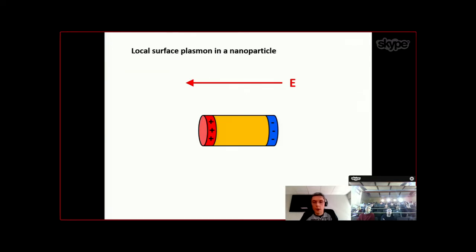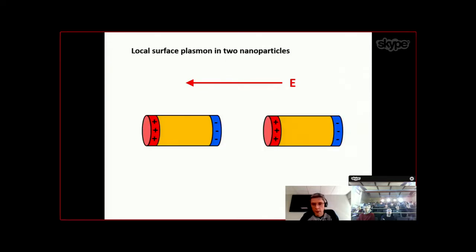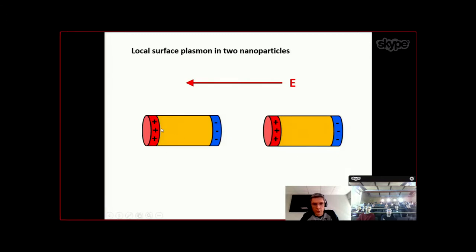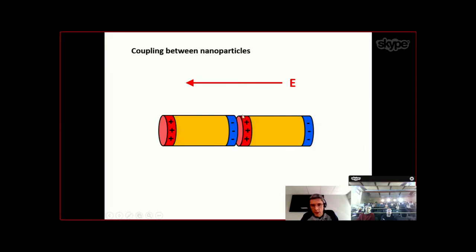Okay, so now we've seen the response of a single nanoparticle. I just need to go a bit into another topic. I want to bring another nanoparticle, and this is going to be the end of the introduction to nanophotonics. So we have two nanoparticles, and I want to couple them. What you know is that when you have a single nanoparticle, you get plus minus charges. This is what we've just seen. Here the gap is large, so there's no interaction. If I bring them closer, what we have here is a plus and a minus charge separated by a very, very small distance.